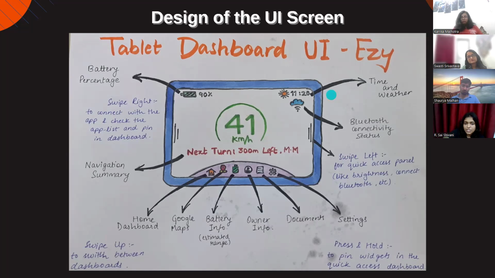The navigation summary: Google Maps will have a navigation summary on the dashboard itself, and the speedometer will tell the speed of the vehicle. The battery information tells us about the battery conditions and estimates the range, how much more the battery can sustain. The owner info will have the information about the person who owns the scooter, and the documents will be blockchain secured, and it will all be there in the dashboard. So this is our tablet dashboard UI that we propose.